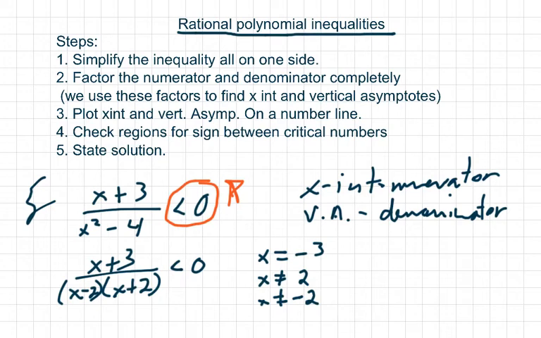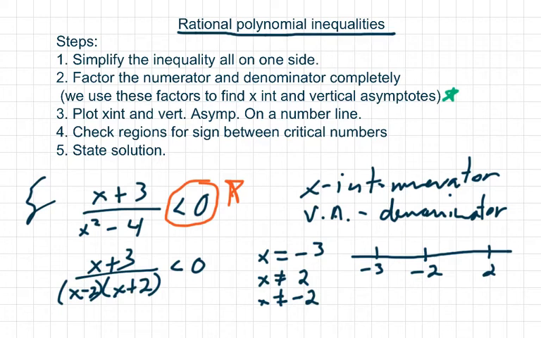Okay, so we factored both top and bottom. We solved, right? I guess I never really put that. I should have said factor the numerator completely. We use these factors, oh no, we did that to find the x-intercepts and vertical asymptotes. I guess that's this step right here. And then we've got to plot these on a number line. So I'm going to take this to a number line like this, and I'll say negative 3, negative 2, and 2.